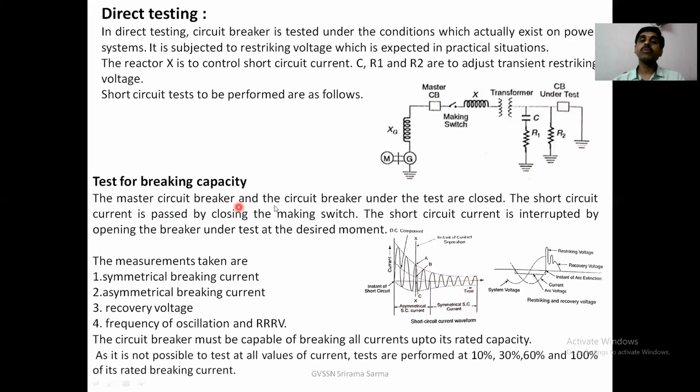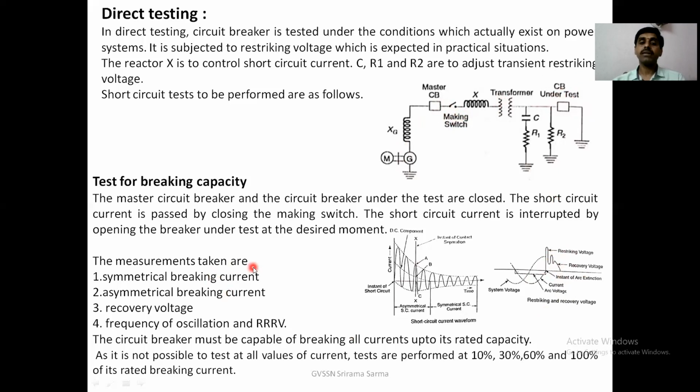The master circuit breaker and the circuit breaker under the test are closed. First, the short circuit current is passed by closing the making switch. The short circuit current is interrupted by opening the breaker under the test at the desired moment. We have already seen the recovery voltage and restriking voltage.